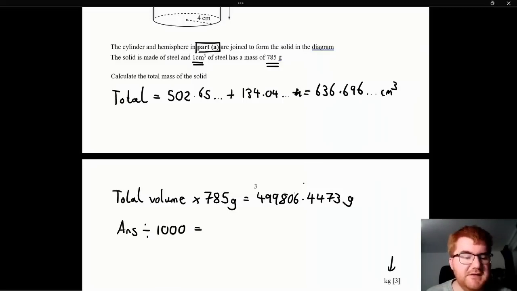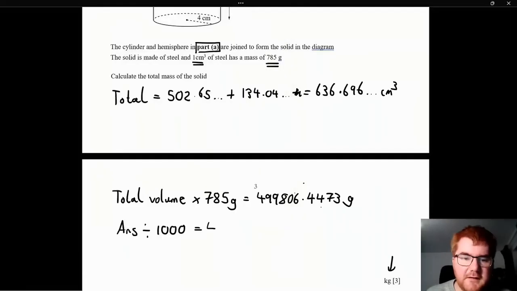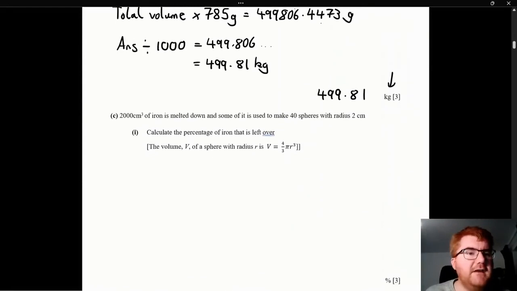And again, we can use the answer button. That saves us a lot of time here. So we go Shift Answer, divide by 1,000, giving us our final answer of 499.806. Again, we always round to 2 decimal places, so that's going to be 499.81 kilograms. Notice being really careful with no rounding errors and making sure we get the precise answer for the 3 marks.